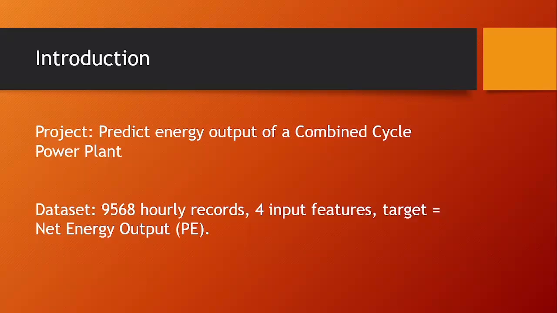The dataset has 9568 hourly records with four main input features such as temperature, ambient pressure, relative humidity, and exhaust vacuum. The target we are predicting is the net energy output in megawatts. And the goal is to build a model that can predict energy output accurately so that the operators can optimize the plant performance.